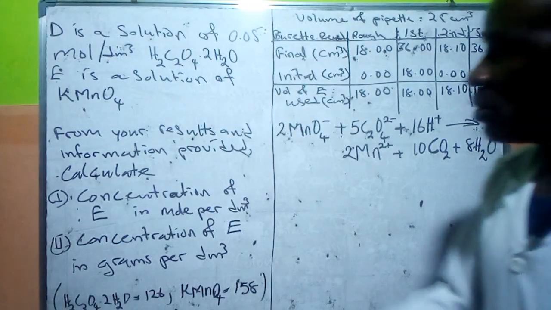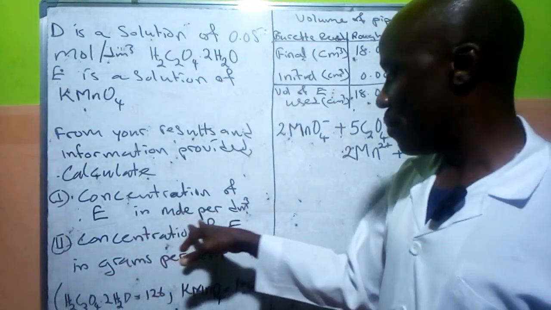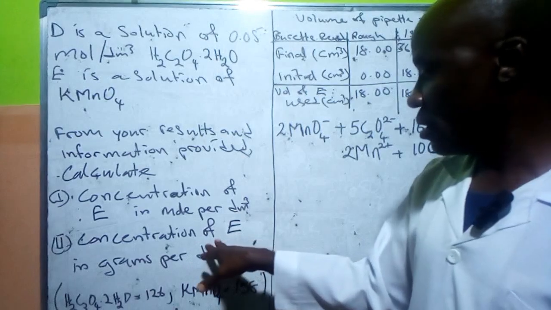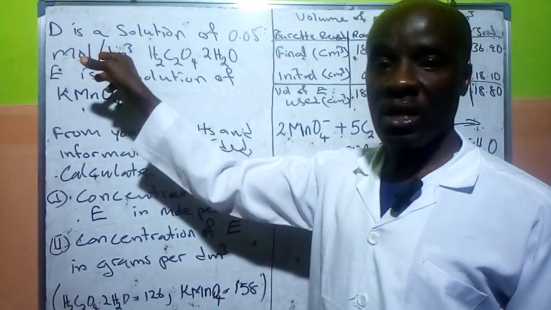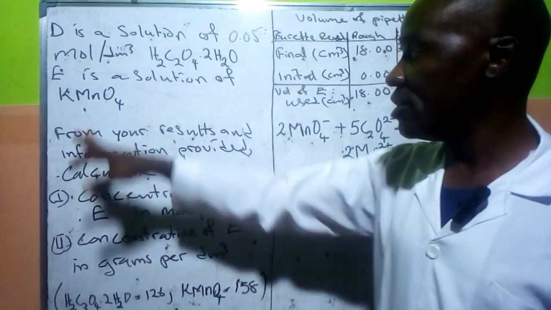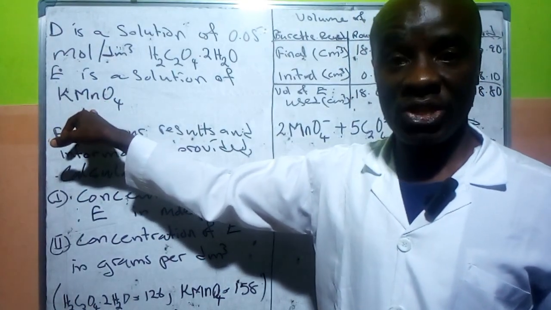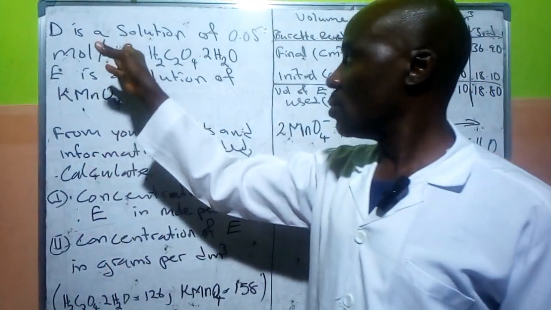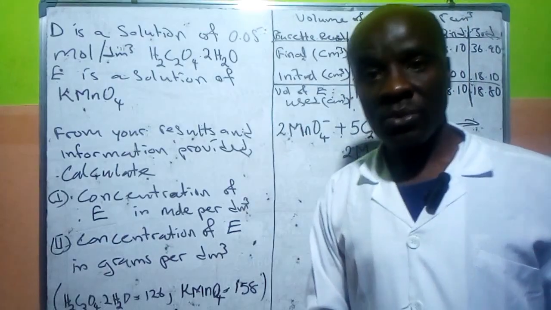So the question I have here is: concentration of E in mole per dm cube, and the second question is: concentration of E in gram per dm cube. E is for the oxidizing agent, which is potassium permanganate, and D is the organic acid which you are doing.